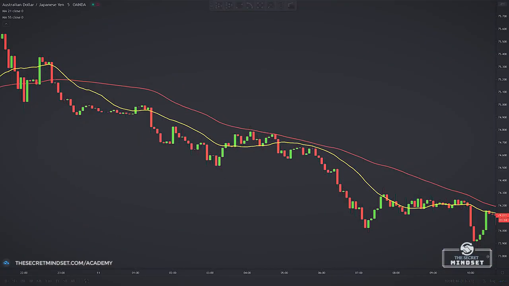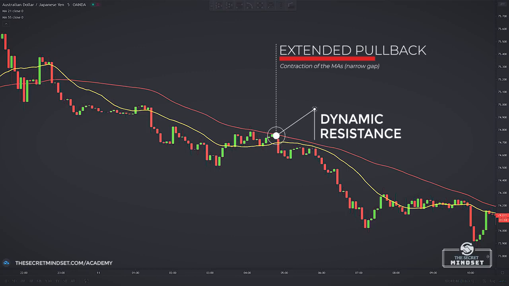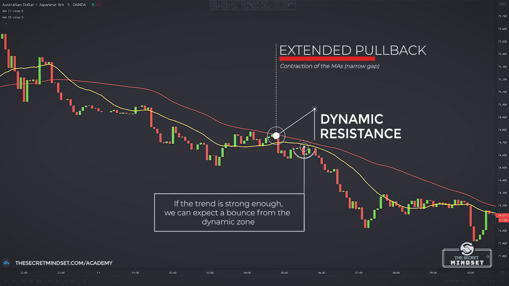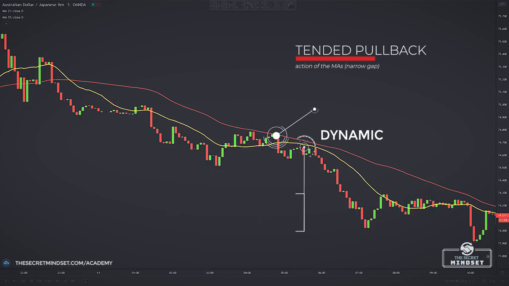In this other example, notice this extended pullback and the behavior of the moving averages. We have here what we call the contraction of the two moving averages, caused by an extended pullback into the downtrend. Essentially, the 21 moving average gets pulled back with the price near the 50 moving average, narrowing the gap between the moving averages. If the trend is strong enough and the other factors permit for the trend to continue, we can expect this pattern of moving averages to release price back in the direction of the trend.